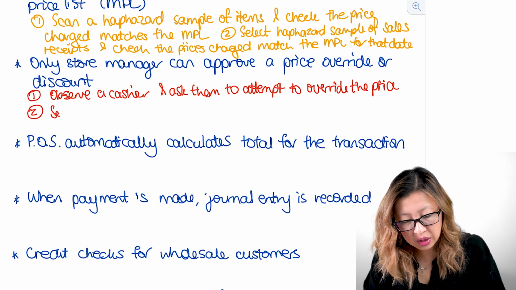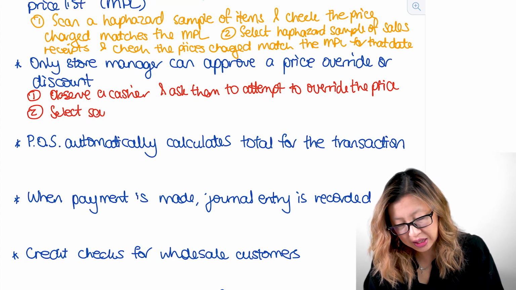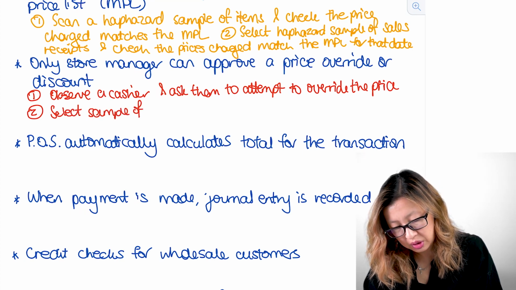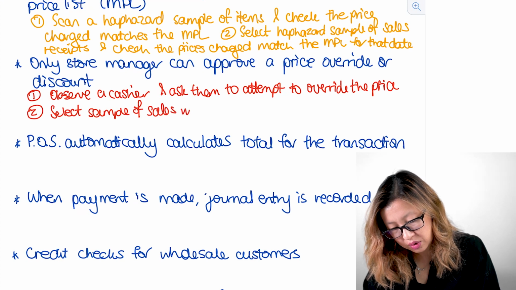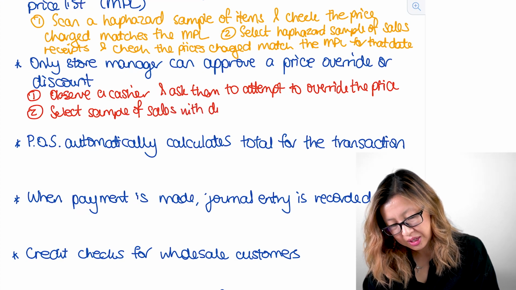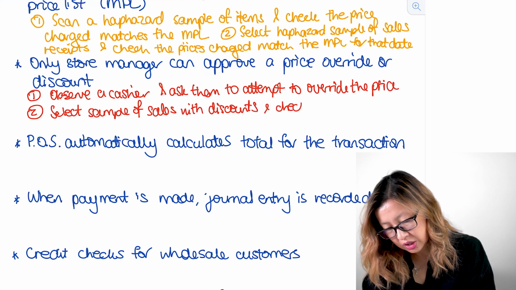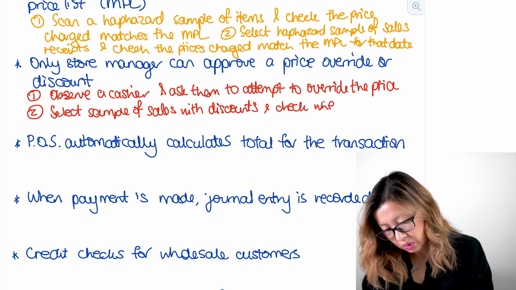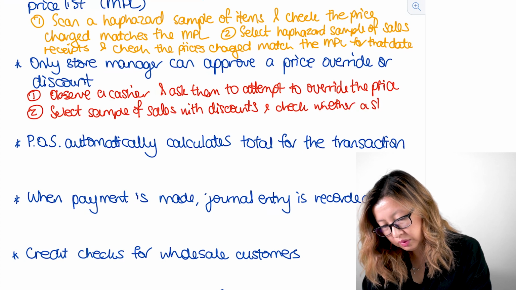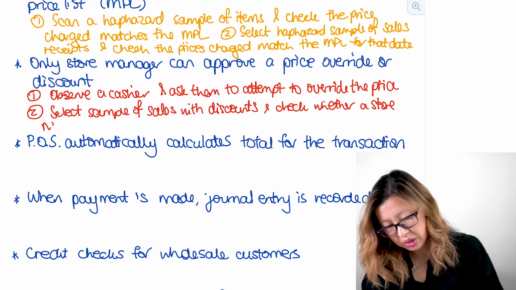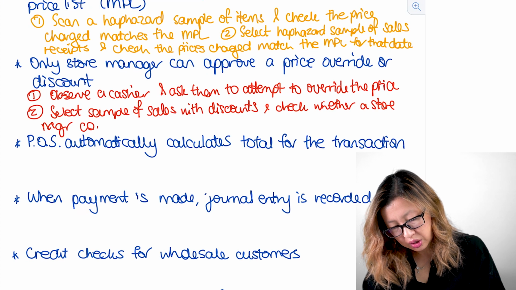The second one would be to select a sample of sales with discounts and check whether a store manager code was entered.